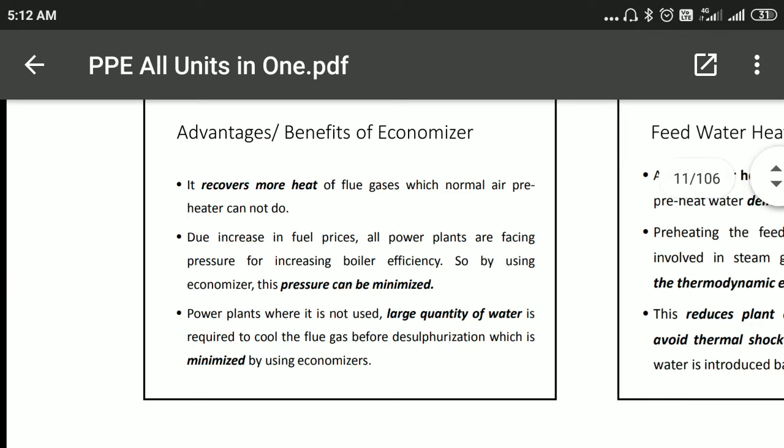The benefit of installing this economizer is that it recovers more heat from the flue gases, which a normal air preheater cannot do.